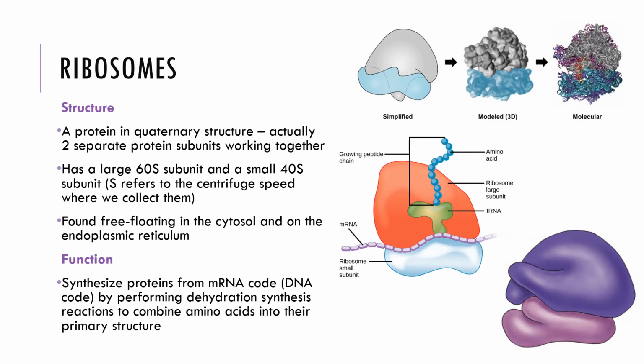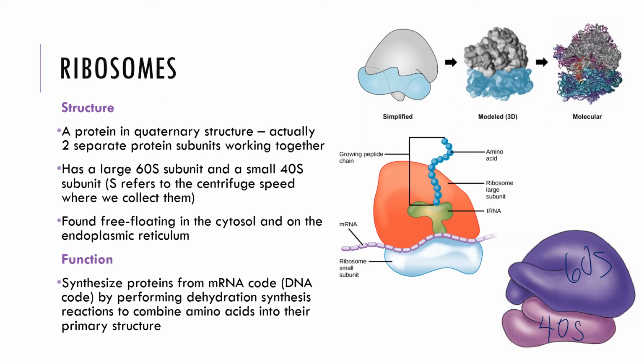This protein is in a quaternary structure. It's two different proteins working together. It has a large subunit that we call 60S and a small subunit that's called 40S, and that's based on their weights. It refers to the centrifuge speed where you can collect them. Remember, we talked last lecture about self-fractionation and using centrifugal force to pull all of those heavier materials down to the bottom of a test tube.